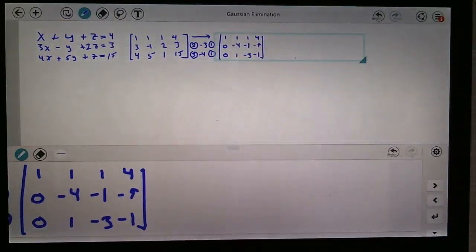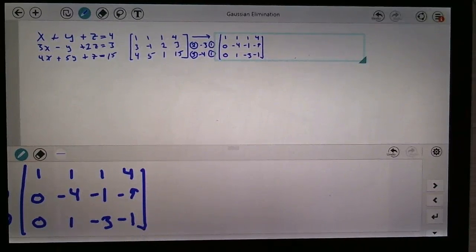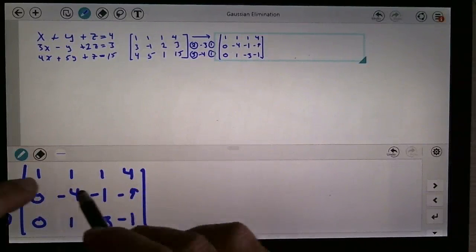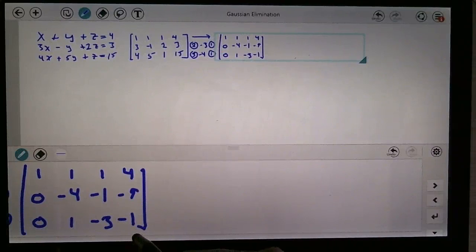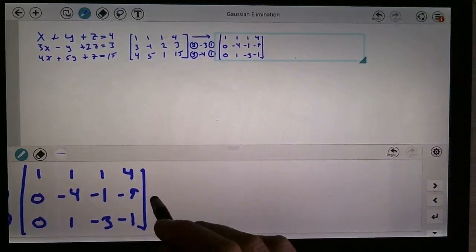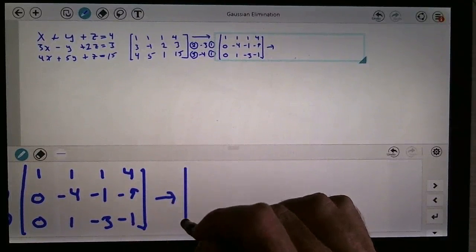So let's now take this thing, and I've achieved my first 2 goals. My first one was to get a 1 here, and then zeros below it. Now I need to get a 1 right there without changing that first row. So everything I do now is just going to be working with the bottom rows. Actually, I notice if I just swap these 2 rows, I'm good to go. So I'm just going to swap row 2 with row 3.